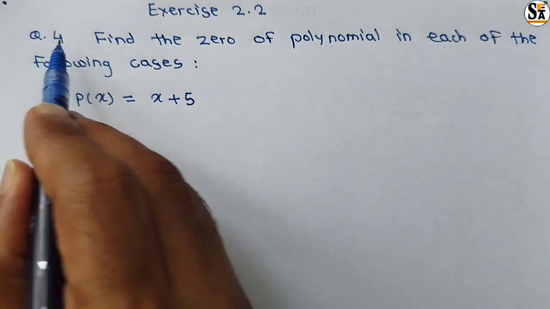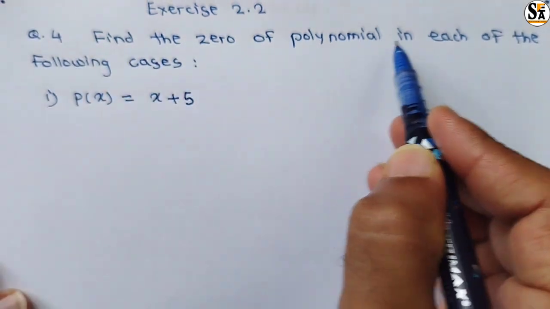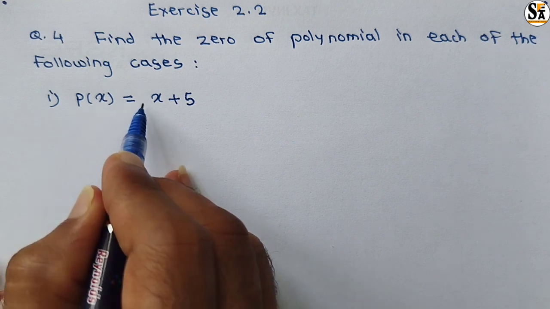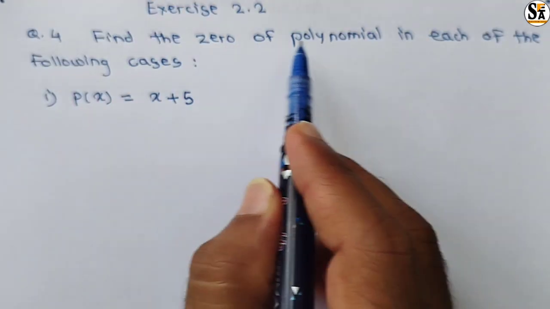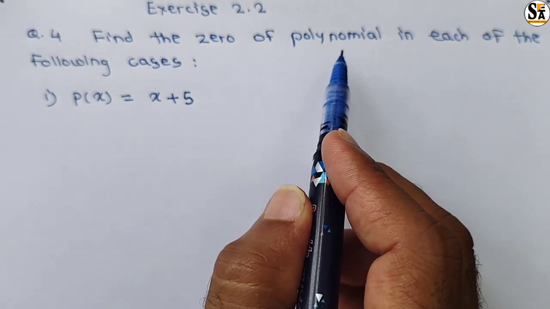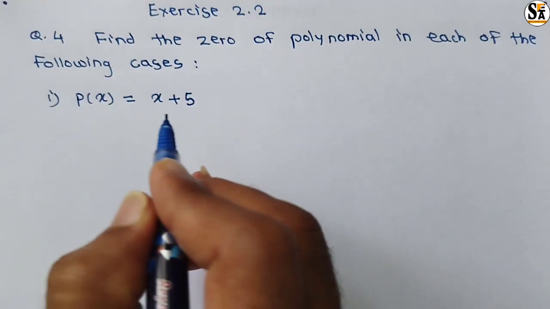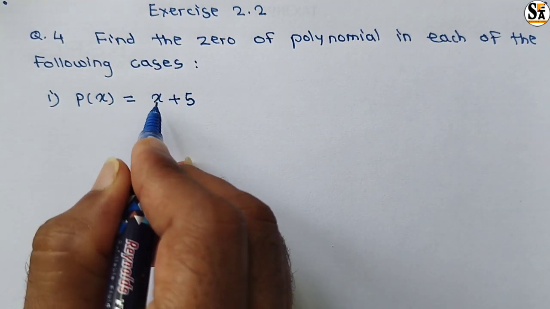See the question number 4 for exercise 2.2. Question is given, find the 0 of polynomial in each of the following cases. First is given p of x equal to x plus 5, this polynomial. Now finding the 0 of polynomial means it is same as solving the equation, isn't it? So solving equation means put p of x equal to 0 and find the value of x.